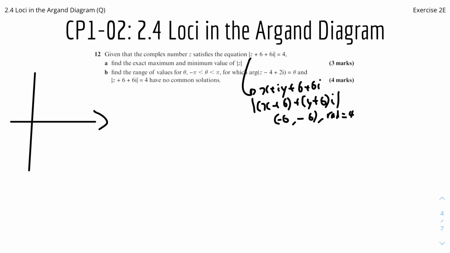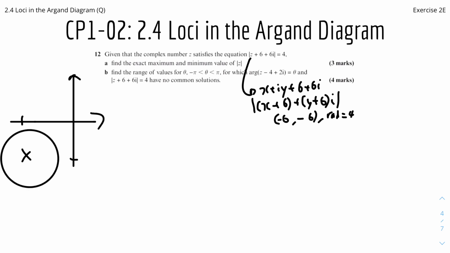So here we have an Argand diagram. It's centered at minus 6, minus 6. So I should probably just redraw this. Minus 6 around here, and the radius of 4, which gives it around here, like so. Find the exact maximum and minimum value of |z|.